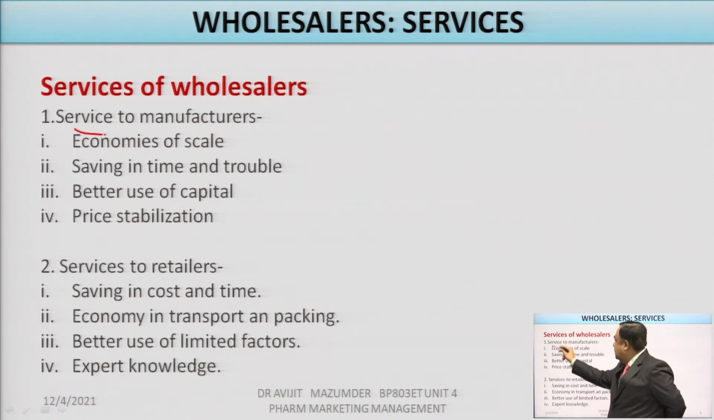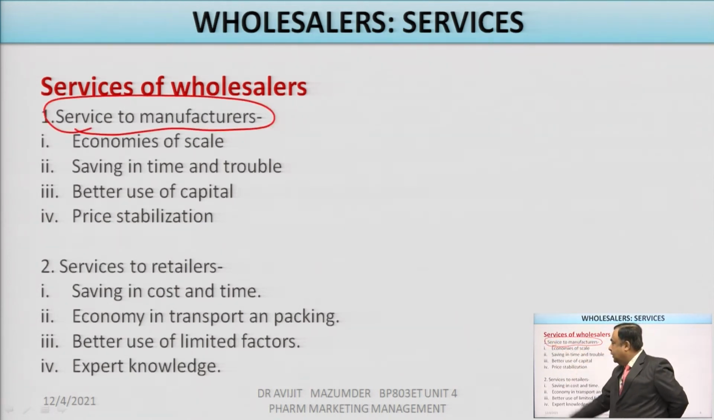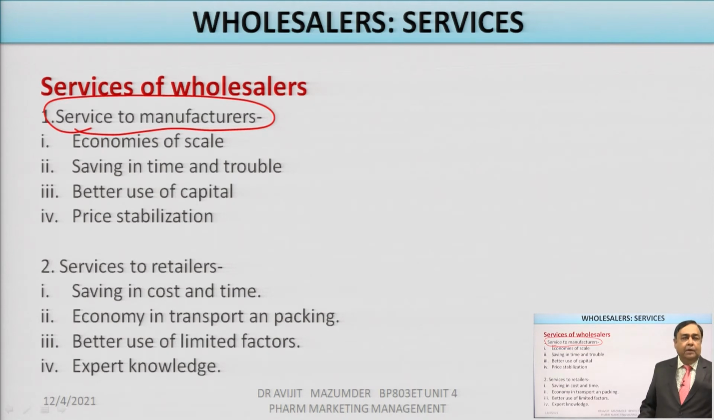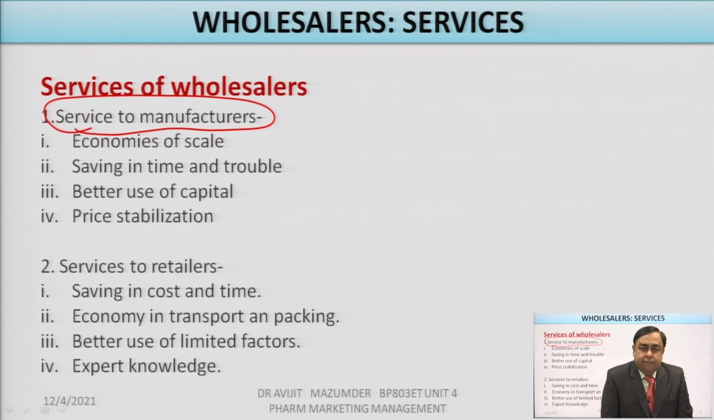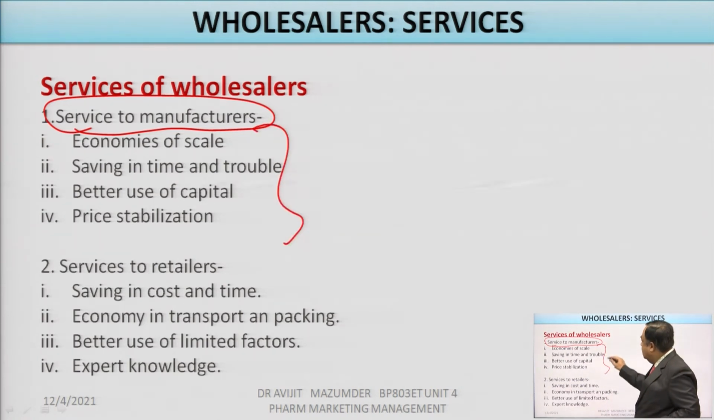First, the services which they provide to the manufacturers. Number one, economies of scale. Two, saving in time and trouble. The company need not bother about how to get their product disbursed. Better use of capital is a third service which a wholesaler provides, and finally, price stabilization. These are the four major functions which they provide to the manufacturers.